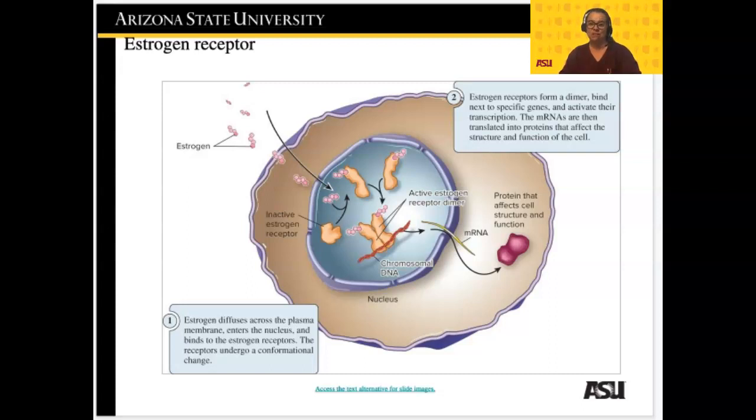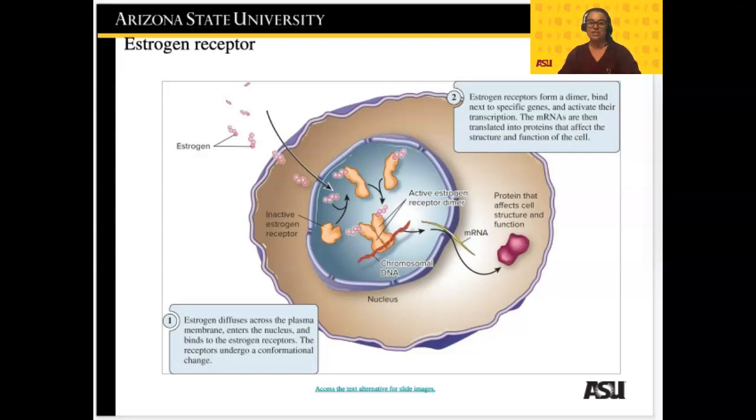The estrogen complex dimer binds to DNA, and this leads to a transcription of genes in order to express proteins, or to make genes that change the cellular structure or function. This also changes how the cell responds.